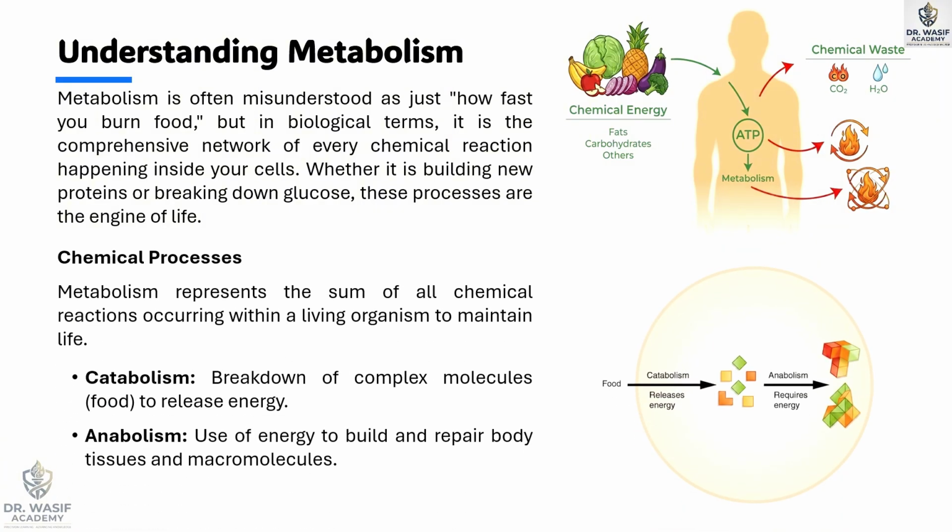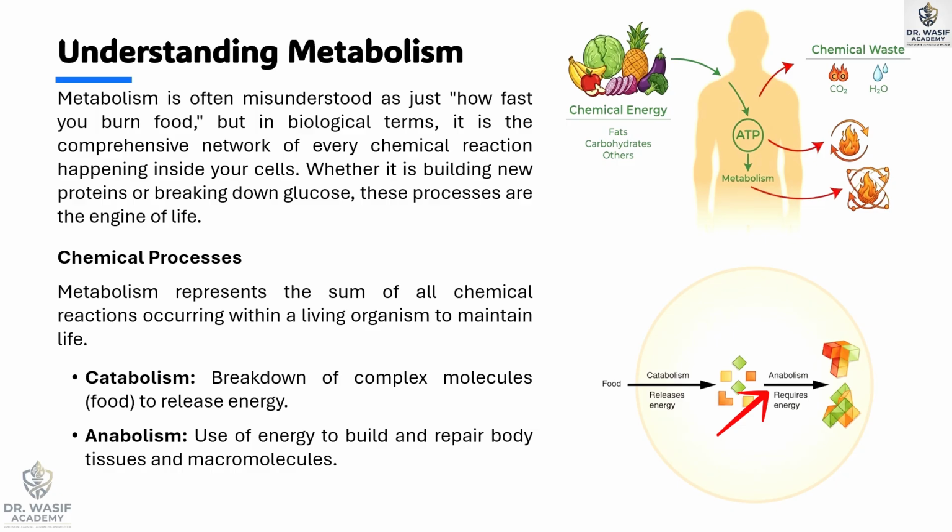First of all, we have catabolism. Think of catabolism as the body's demolition crew. This is the process of breaking down large complex molecules like the carbohydrates, proteins, and fats which you eat, and that is broken down into smaller, simpler units. The primary goal of catabolism is to release energy. When your cells oxidize glucose during respiration to produce ATP, they are executing a catabolic pathway.